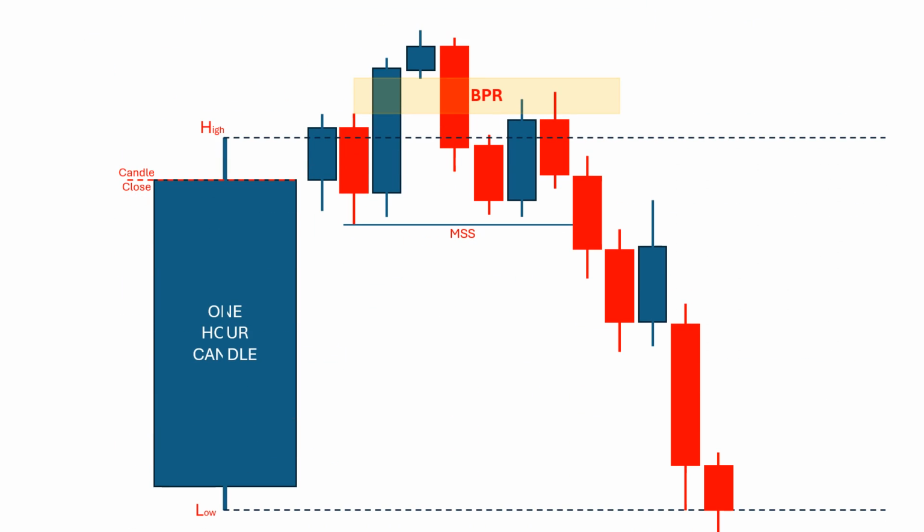Okay, so this other setup is where you enter a trade before price makes a market structure shift. You don't just enter because the market seems promising that it might drop. No, what you need is a balanced price range. When you have a balanced price range like this, it means there was a fair value gap that was taken out through displacement.